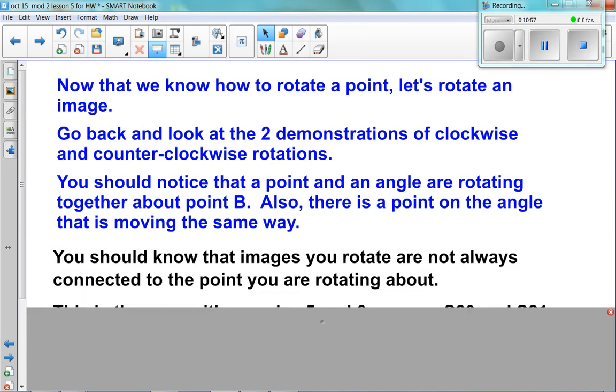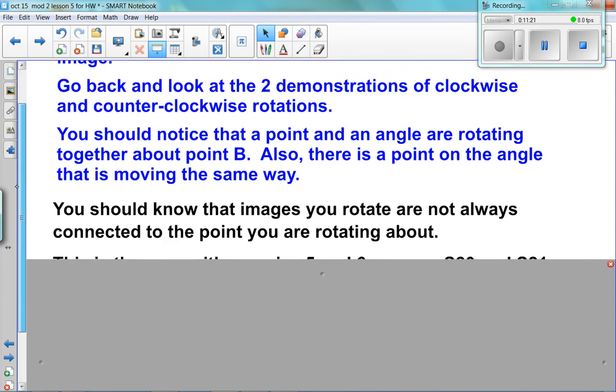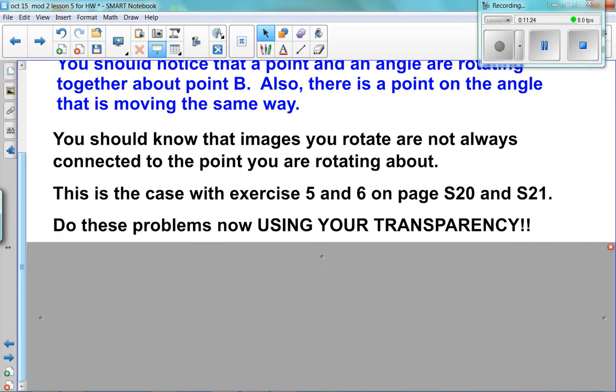You should know that the images you rotate are not always connected to the point you are rotating about. So that one point off the line is not in any way connected with point P, the point that you're rotating about. It's being rotated around the point of rotation, but it's not in any way connected to it. This is the case with exercise 5 and 6 on pages S20 and S21. Do these problems now using your transparency.